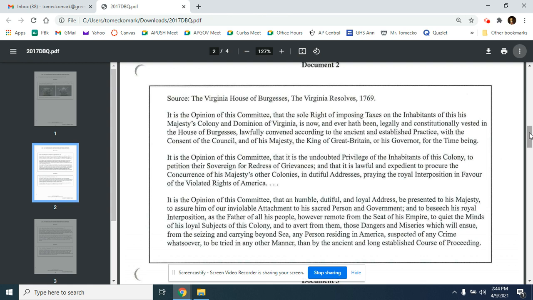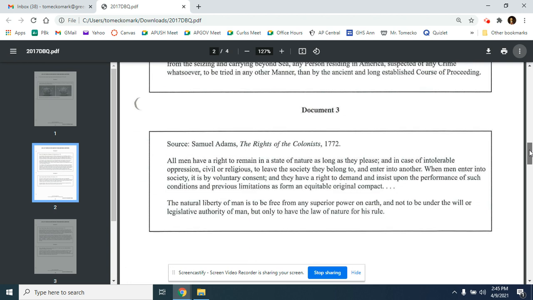So in the last document, it's presumably an Englishman who's sympathetic to America. Now it's the Virginia House of Burgesses, the Colonial Assembly of Virginia. What are they saying about these issues? And now we're into 1769. All right, I'm not going to do every document with you, just kind of showing you how you work through.